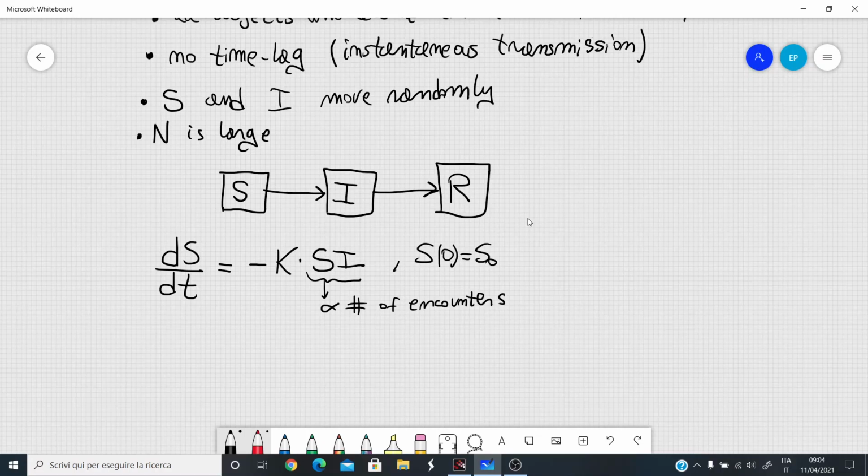k is an important constant because it is related to the disease, to how fast the disease will spread. In particular, it is also called the transmissibility coefficient. It tells us how fast this disease can propagate through the population. It has to do with the disease, not with hospitalization, healthcare, or something like that.